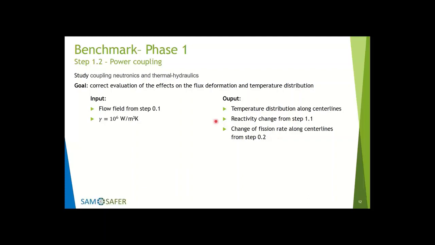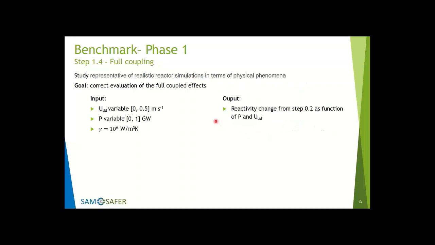And then we also compare the change of the fission rate density, meaning we want to see if the power field is distorted in the same way between all the codes. And finally, the last step, step 1.4, should be 1.3 actually, is the full coupled problem. It's the full coupled problem in which we finally also solve for the flow field.